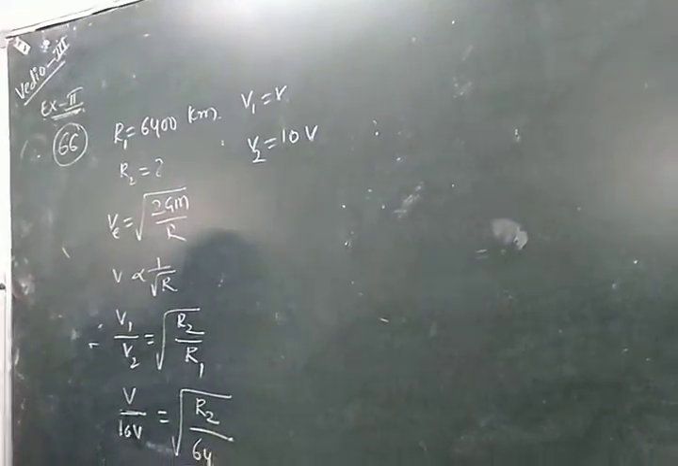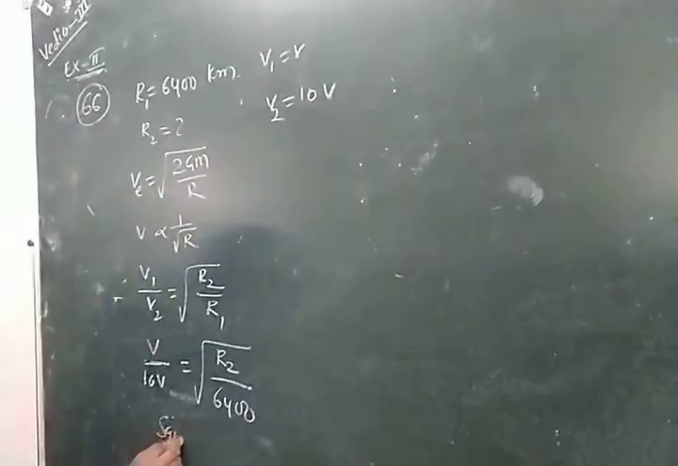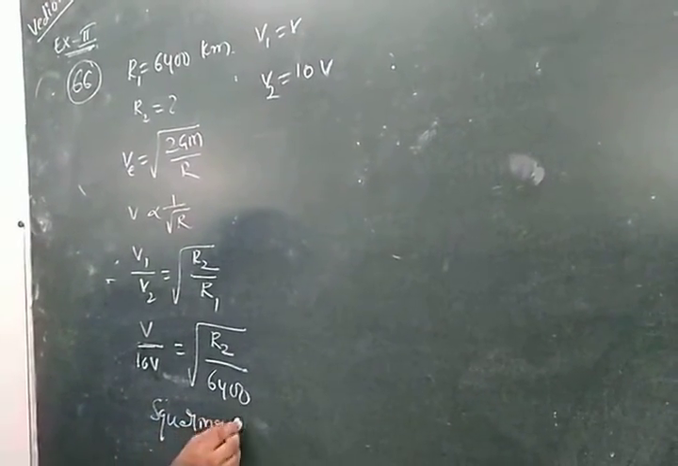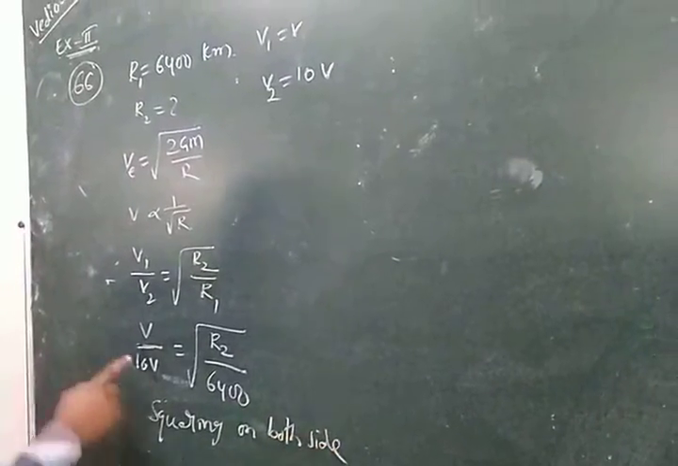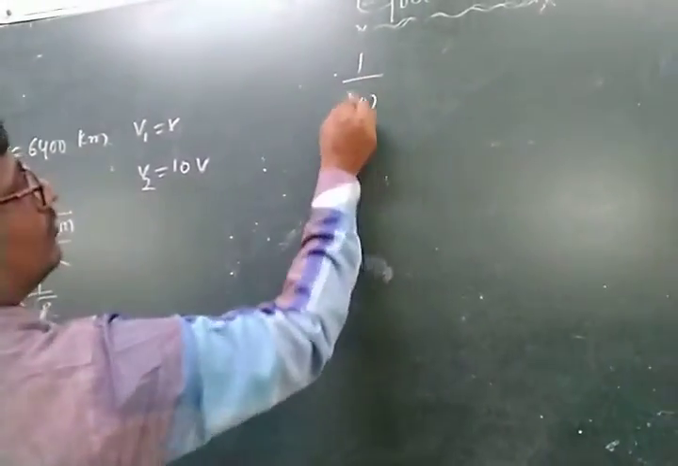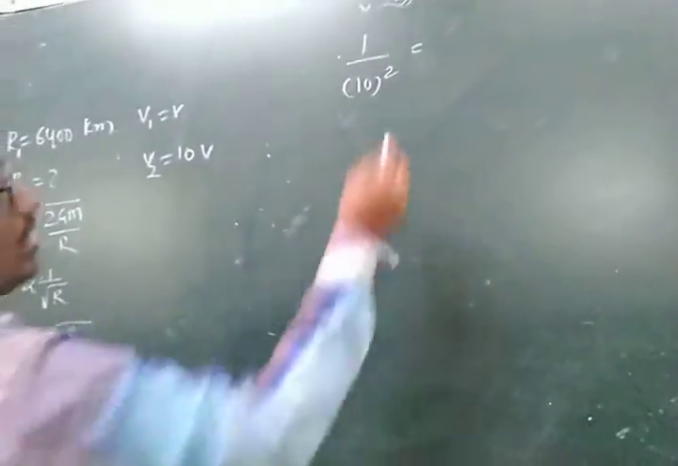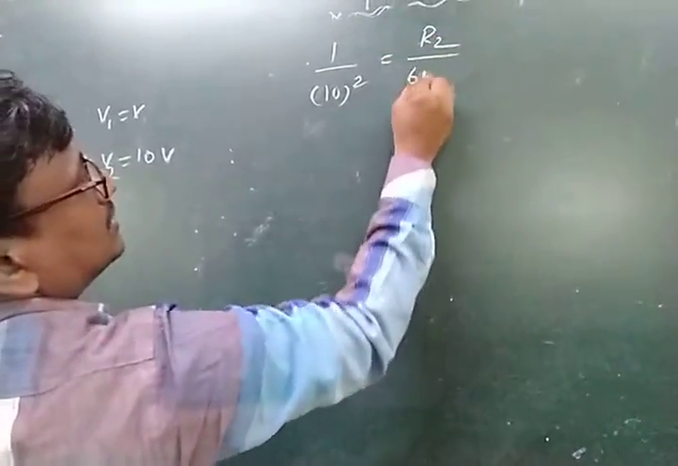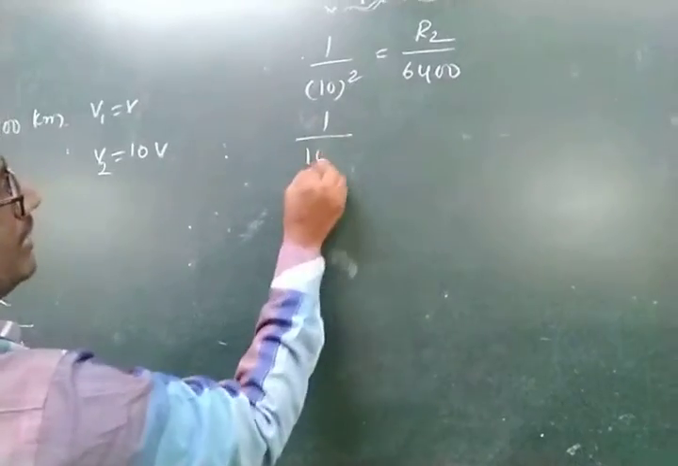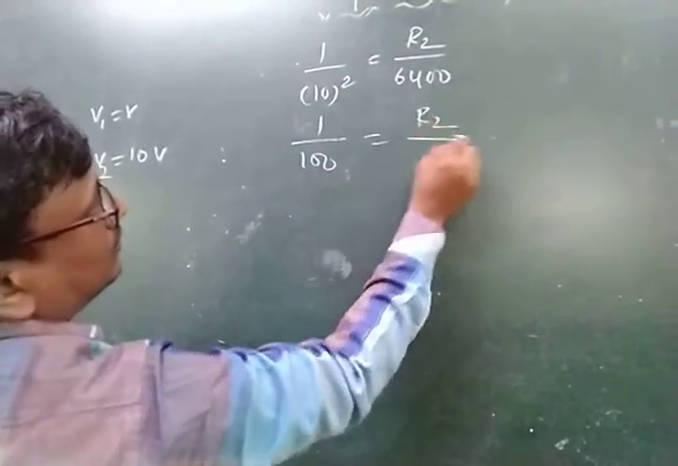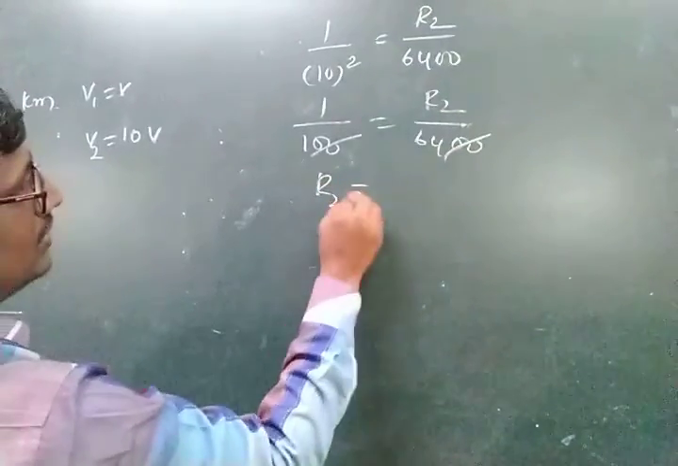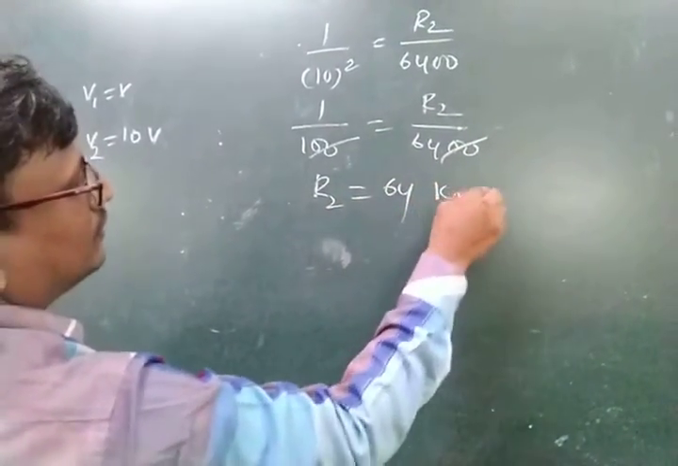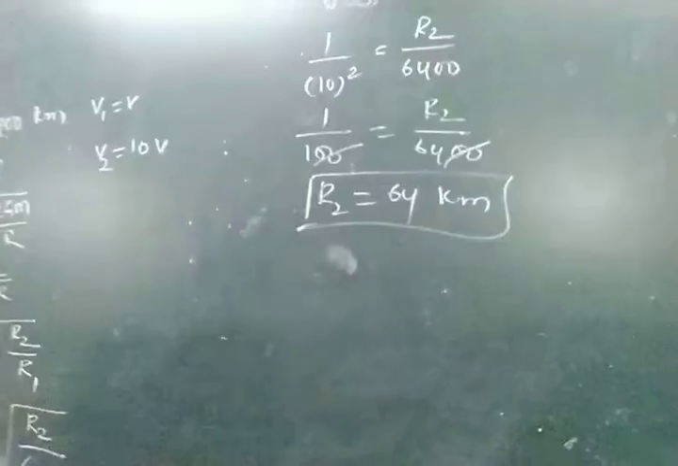R1 is equal to 6400. Squaring on both sides, the V gets cancelled. 1 by 10 whole square is equal to R2 by 6400, that is 1 by 100 is equal to R2 by 6400. Two zeros cancel, so R2 is equal to 64 kilometers.